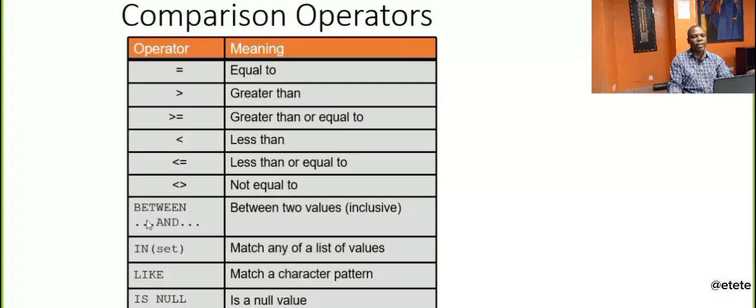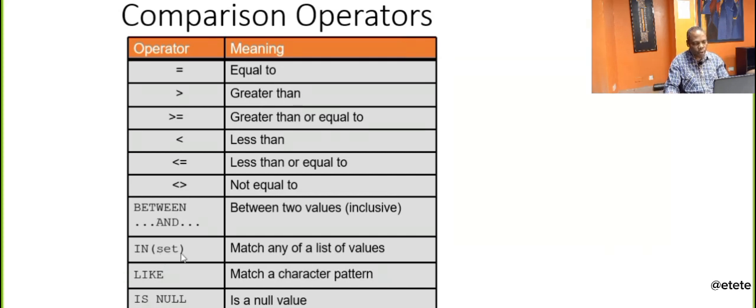We are going to look at between, in, and like. The between operator is used based on range values. I want something that is between 5 and 20. We are looking at a range. That is when you use the between operator.